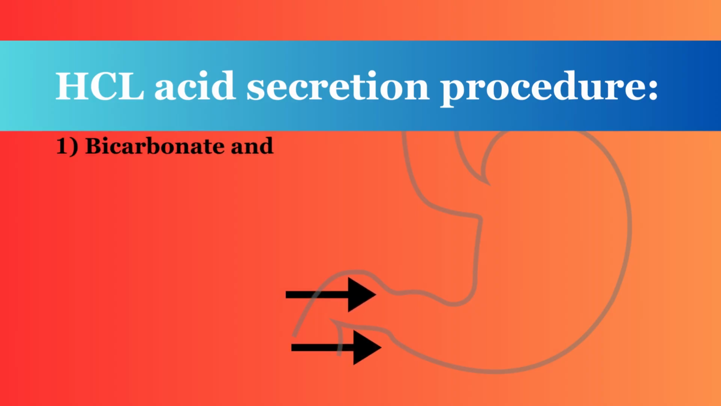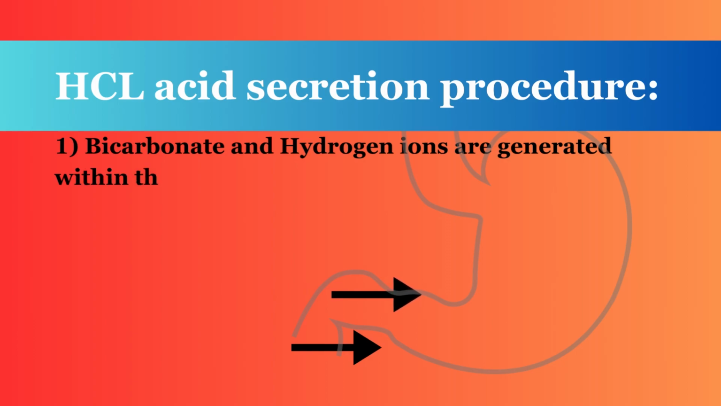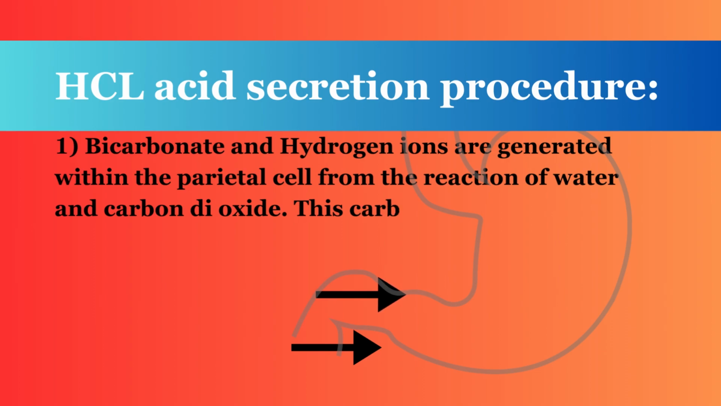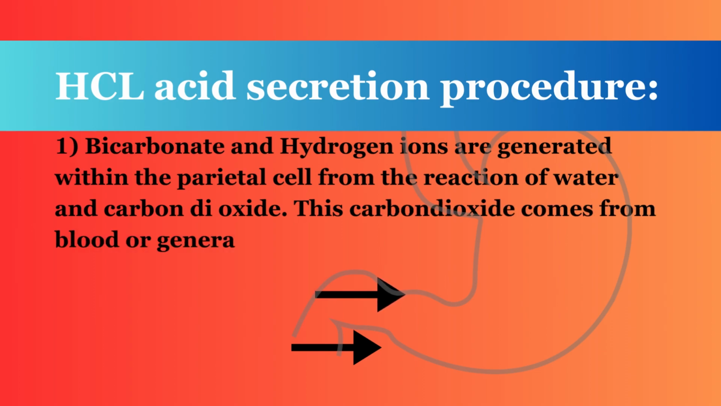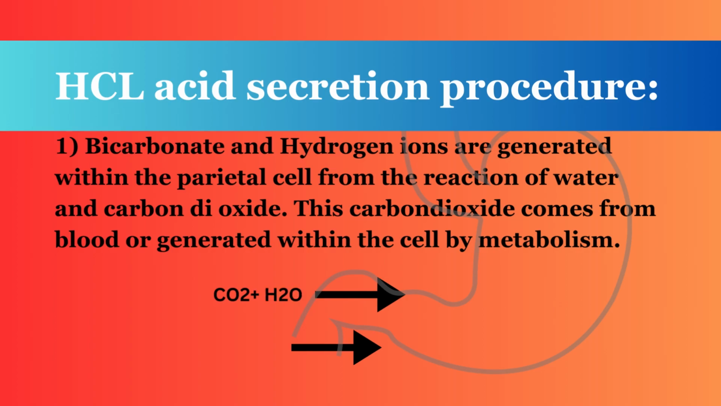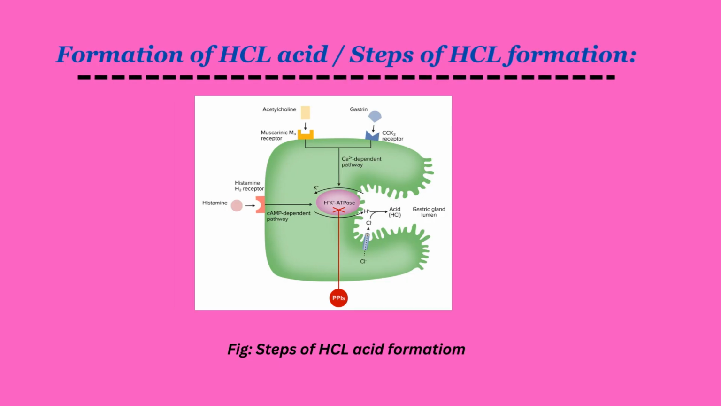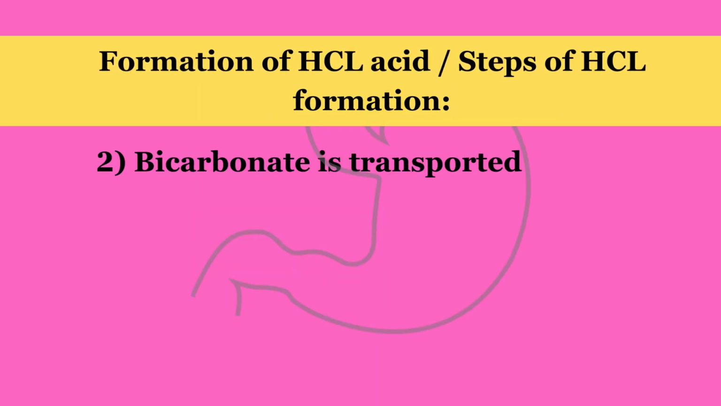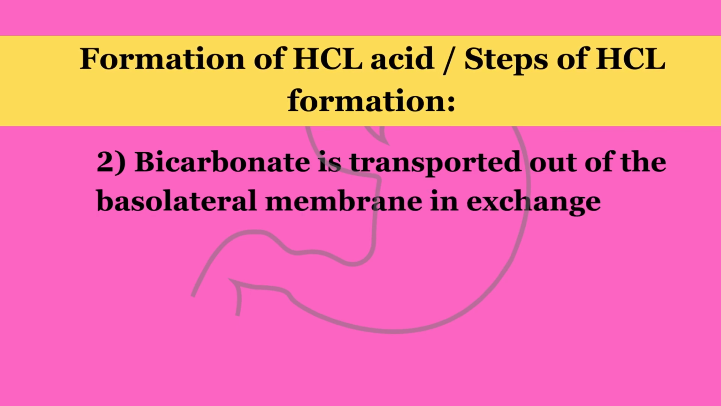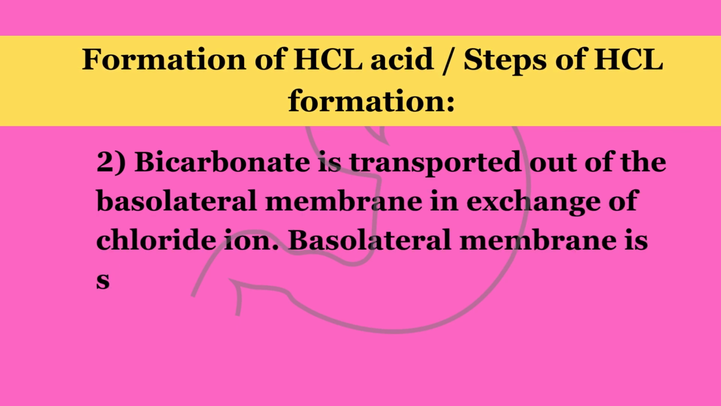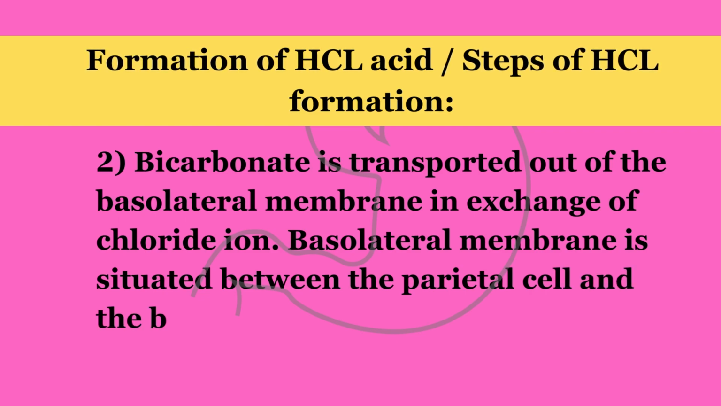Secretion procedure. First of all, bicarbonate and hydrogen ions are generated within the parietal cell from the reaction of water and carbon dioxide. This carbon dioxide comes from blood or is generated within the cell by metabolism. Secondly, bicarbonate is transported out of the basolateral membrane in exchange for chloride ion. The basolateral membrane is situated between the parietal cell and the bloodstream.